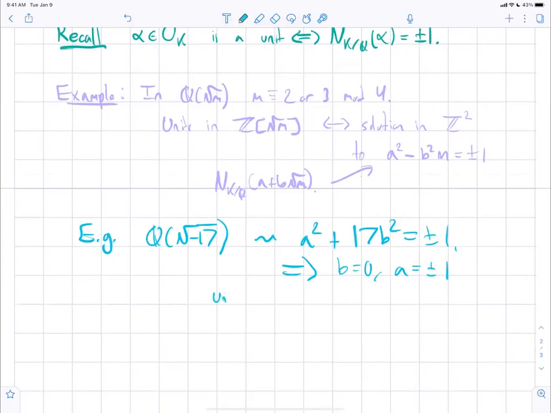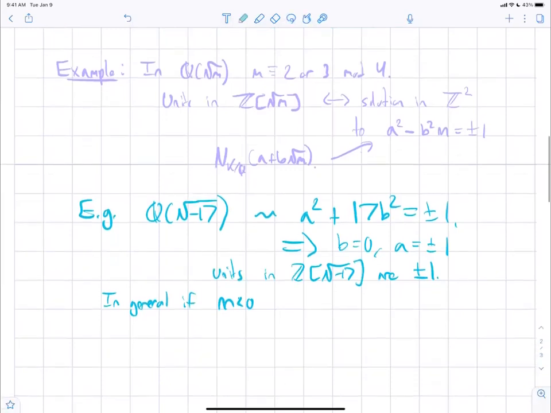So the units in Z[square root of minus 17] are just the same as the units in Z, they're just plus or minus 1. Okay, so the same thing is going to work whenever m is negative. In general, if m is less than 0, and not even just if m is congruent to 2 or 3 mod 4, also if m is congruent to 1 mod 4, you'll just change the equation a little bit, and you'll be looking not just in Z, but maybe Z over 2.